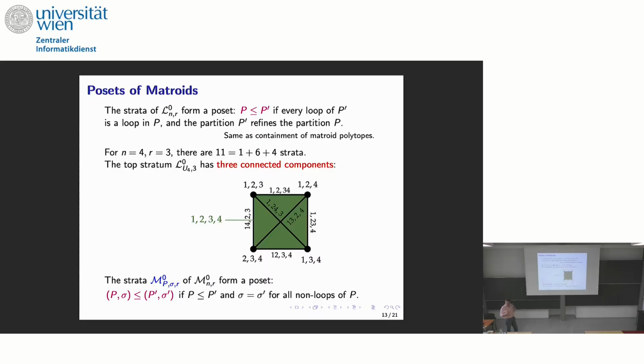So this means all the signs are plus or minus, right? So this has 3 connected components. The top stratum has 3 connected components. So in particular, the cells are not connected. Right? So unlike positive regions, positroid regions, these cells, I didn't say they're connected. They're not connected. This one has 3 connected components. And the way to think about this is as follows. It's the union of 3 curvy squares.